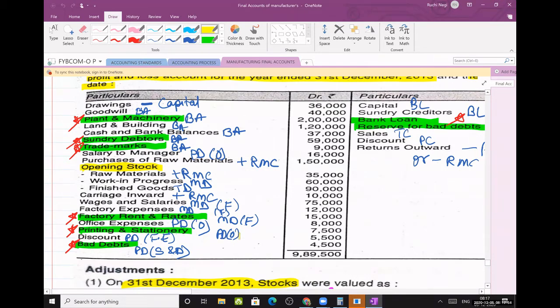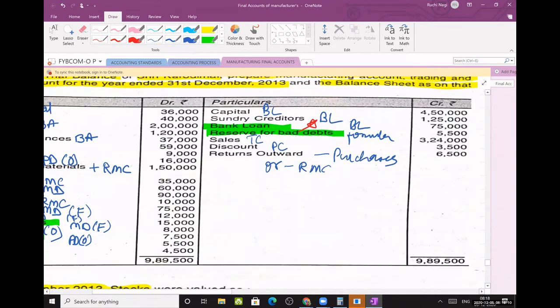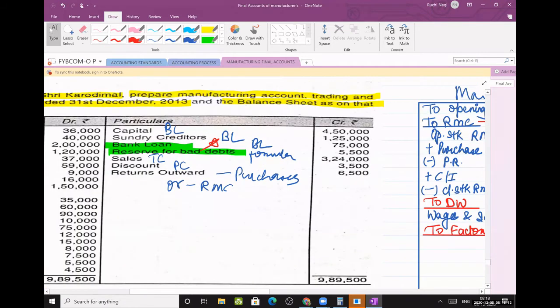Discount, same, P&L debit under the heading financial expense. Bad debts, P&L debit under the heading selling and distribution. You can even put this under financial expense. Okay. Capital, balance sheet liability. Creditors, balance sheet liability. Loan, balance sheet liability, and it is having an adjustment. Reserve for bad debts, it is having an adjustment.